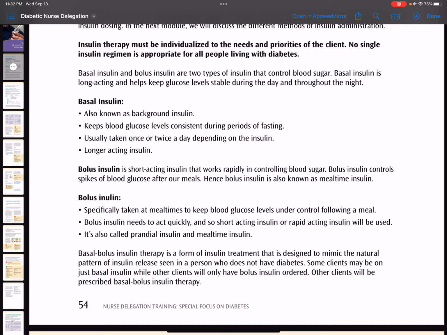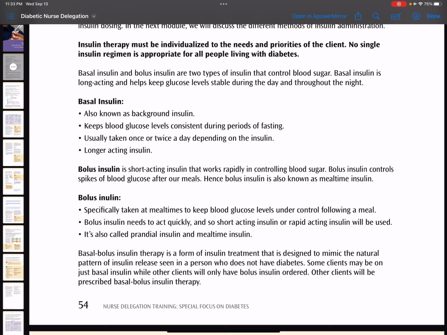The bolus insulin, on the other hand, is a short-acting insulin that works rapidly to control blood sugar. Bolus insulin controls spikes of blood glucose after our meals. Hence, bolus insulin is also known as mealtime insulin or prandial insulin. Bolus insulin acts quickly, and it has two types: short-acting insulin or rapid-acting insulin. So those two are bolus insulin.